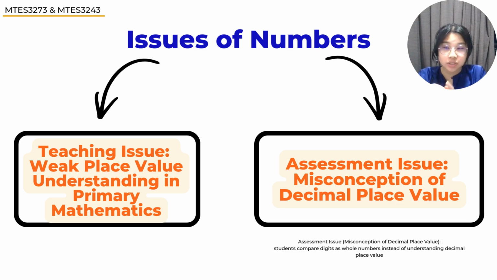First is teaching issues, where many students suffer from a weak foundation in place value during their early primary years. This isn't just about knowing numbers, it's about understanding the internal structure of our base 10 system. This leads directly to our assessment issues, a misconception of decimal place value, where students compare digits as whole numbers instead of understanding the decimal place value.